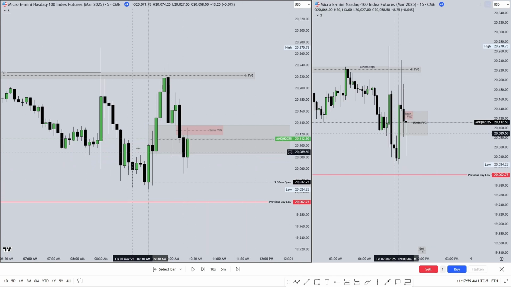So at this point, I need to see this 5 minute fair value gap hold right here and start to see immediate rejection. Because as long as we're still holding this 15-minute fair value gap, I can't take shorts. I need to see price willing to move lower quick. So by the time that this 15-minute candle closes, I know that there's a high probability that it's going to close below the 15-minute fair value gap.